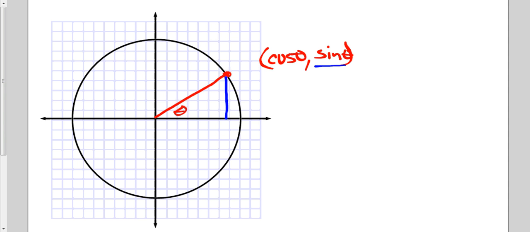What about my green line? What's the length of that line? Cosine theta. Now, what's the length of my red line that I made? Remember, it's the unit circle. So what's the length of my radius in the unit circle? Why? Makes the math easier. So this guy is 1.